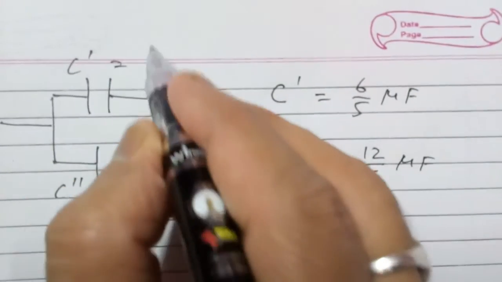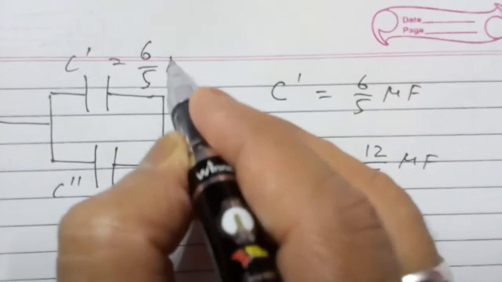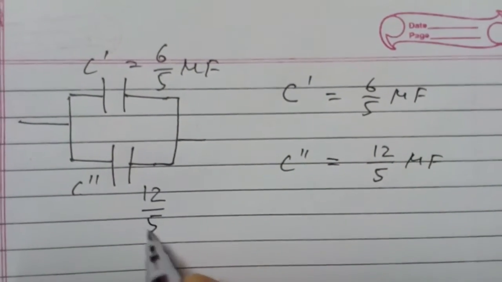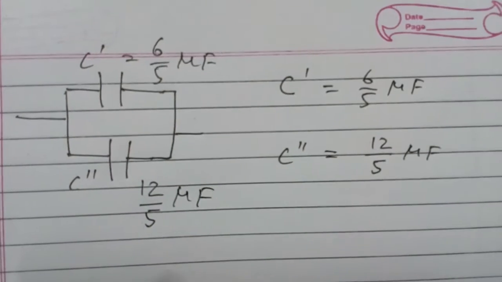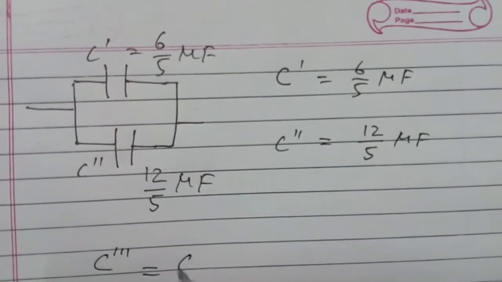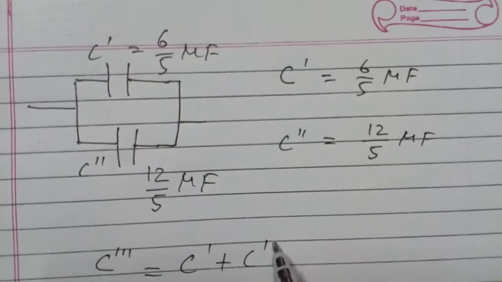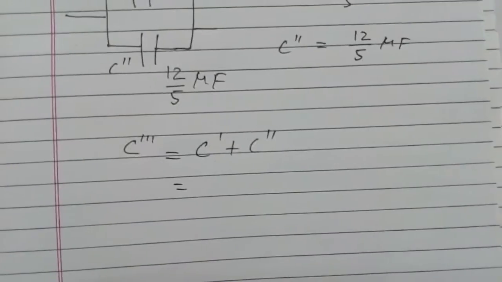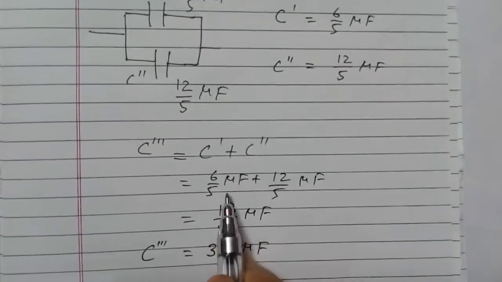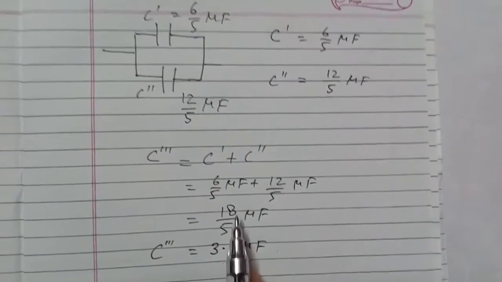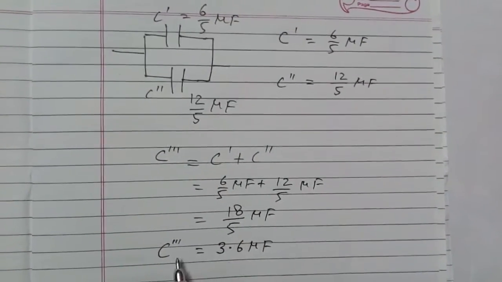Now this 6 by 5 microfarad and 12 by 5 microfarad are in parallel, so their equivalent C triple dash is equal to C dash plus C double dash. This is equal to 6 by 5 microfarad plus 12 by 5 microfarad. This is 18 by 5 microfarad, and this is equal to 3.6 microfarad.